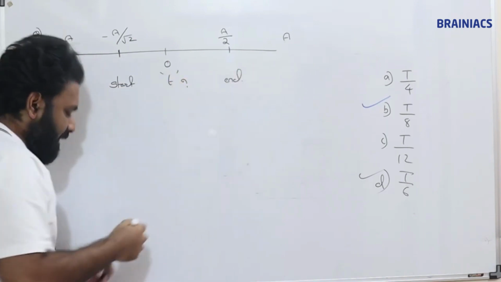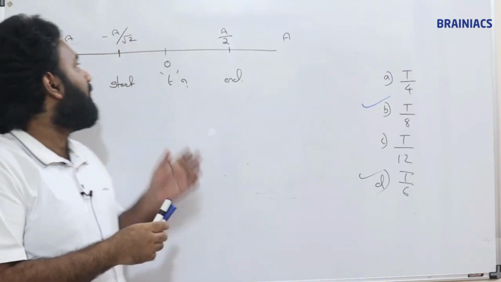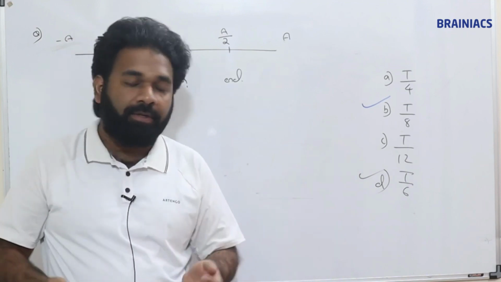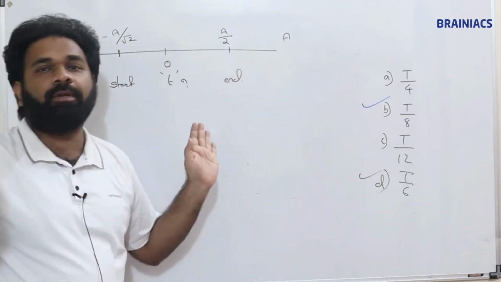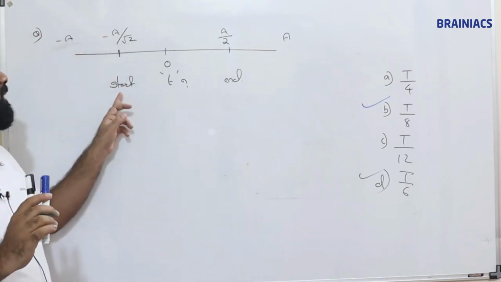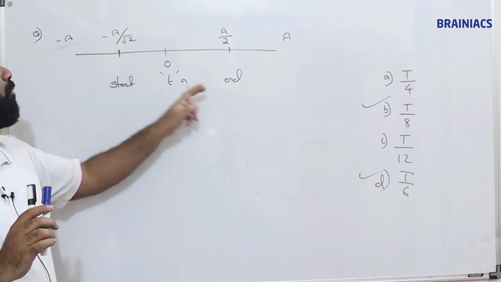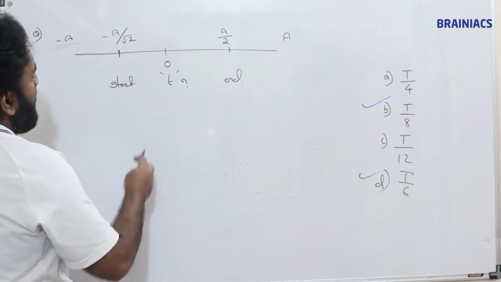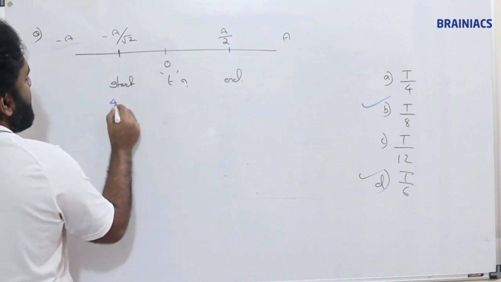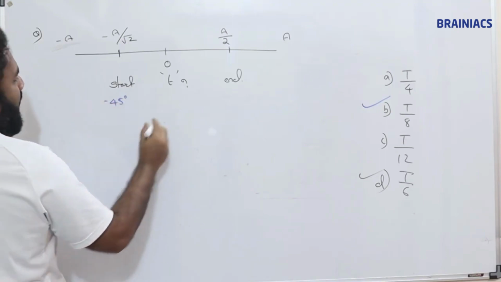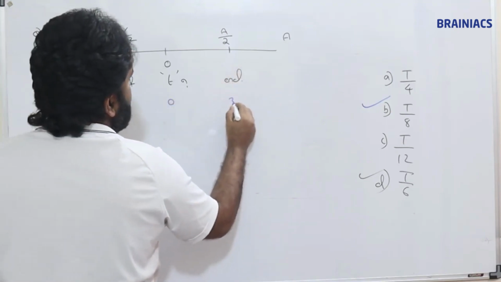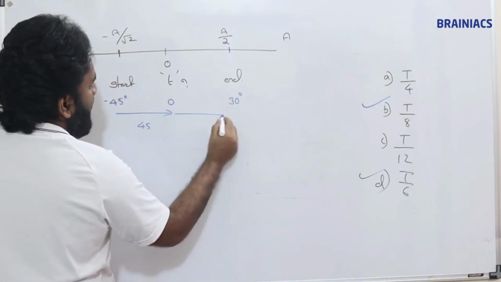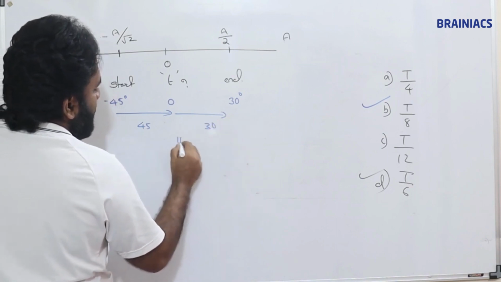It can either start here or end here, whatever it may be, we are not worried at all. We need to find the time taken from A by root 2 to A by 2. That is the only worry. So how to find this? A by root 2 means 45 degree, with this being 0. A by 2 means 30 degree. So already a 45 degree gap, again a 30 degree gap. Putting together, how much is this?